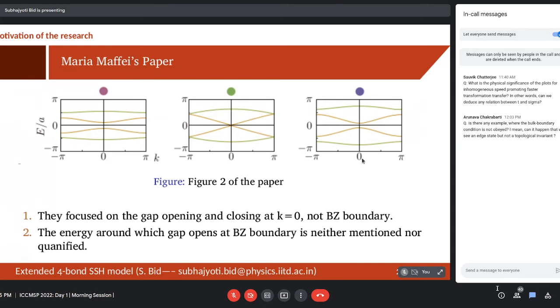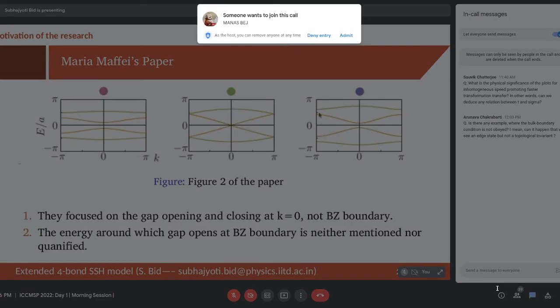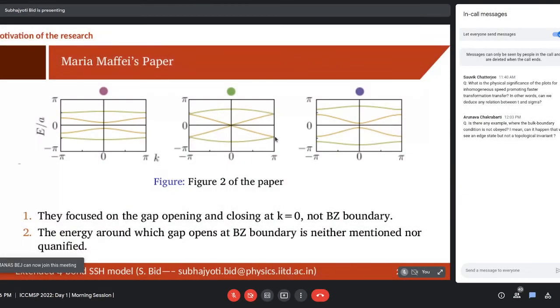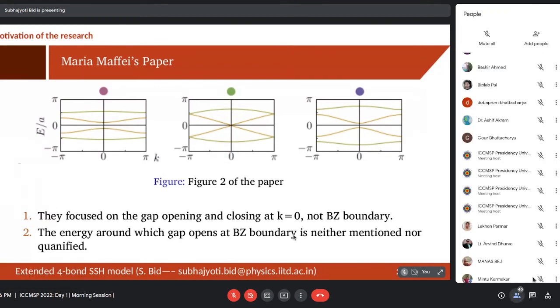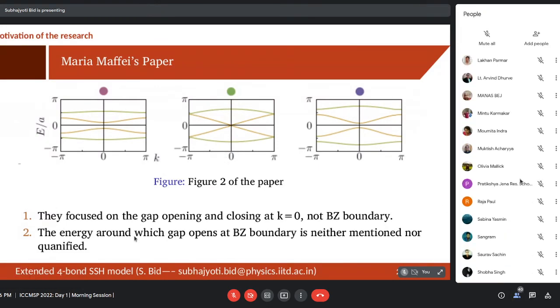So they analyzed the model, but there are some problems in that paper. The analysis was okay. It's not that the analysis is wrong. The analysis is right, but there are some problems. The problems are that they focused on gap opening and closing at k equal to 0. In figure 2 of the paper, I have given the reference, so you can go and look at it, and you will see that they have only considered this k equal to 0 gap opening and closing. It closes the gap and opens the gap again. But what about these gaps? They didn't quantify this. What gap is this, or what energy is this? The energy around which the gap opens at the Brillouin zone boundary is neither mentioned nor quantified.